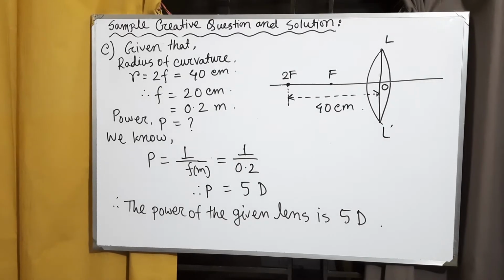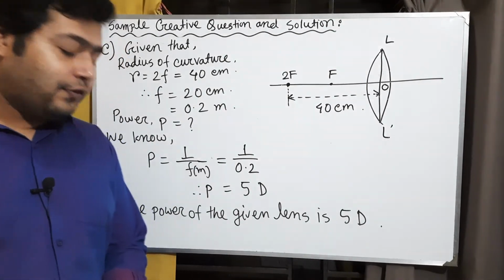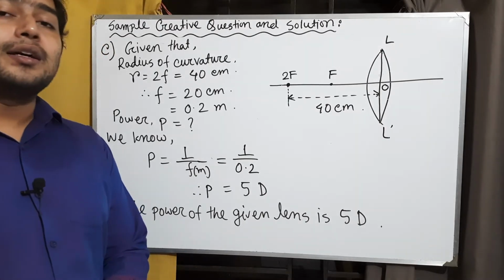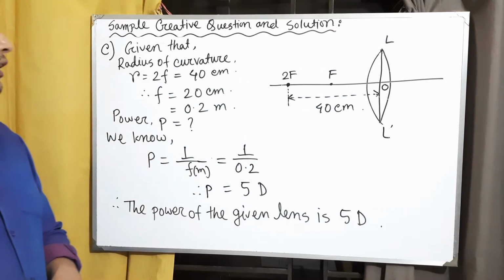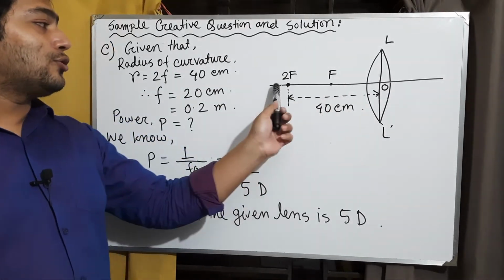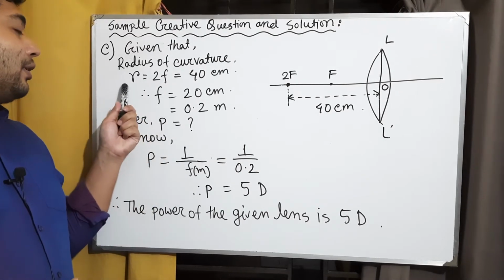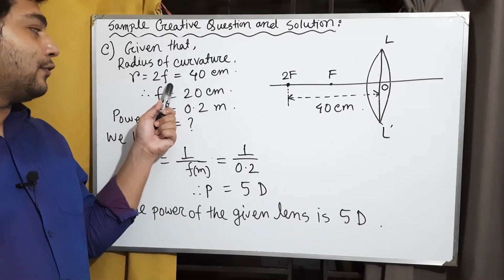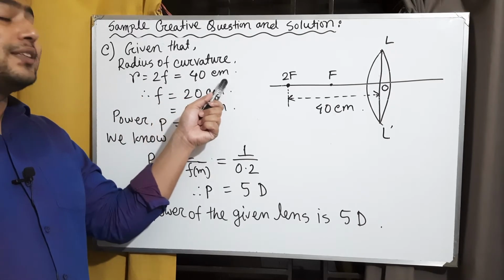Now we will try to solve question C. Here the question is, find out the power of the lens of the given stem. From the stem we see that we are given the radius of curvature. The distance from O to 2F is our radius of curvature, denoted by small r, or we can also denote it by 2f, focus. So r equals 2f equals 40 centimeter.